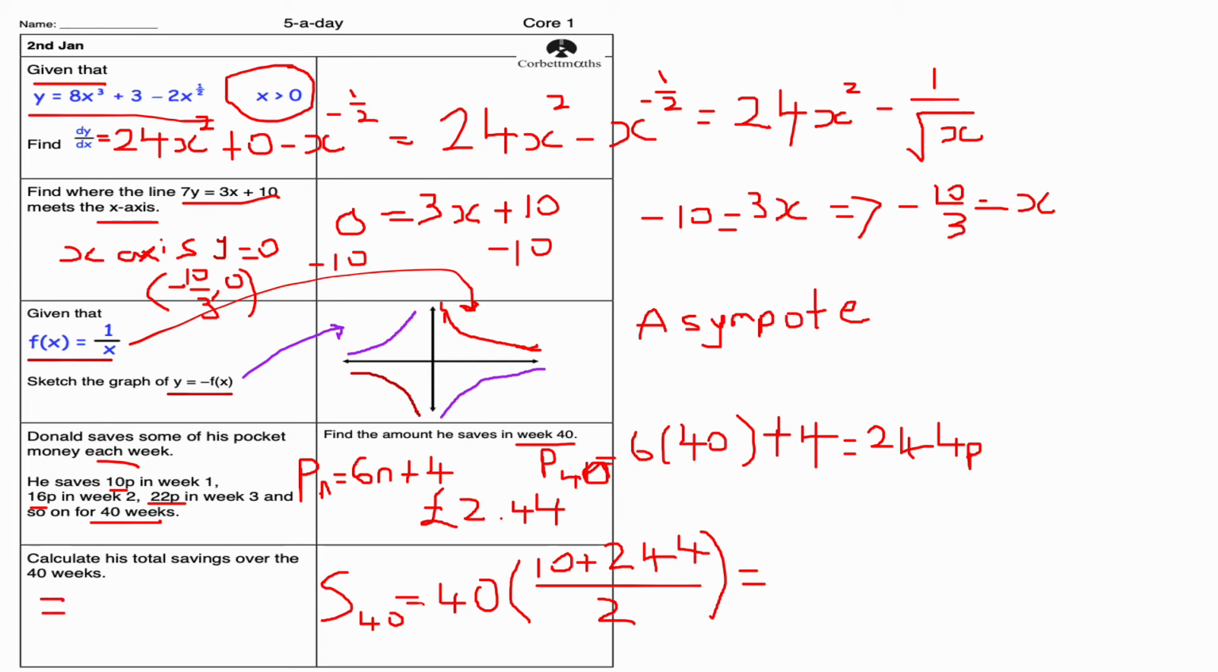10 plus 244 is 254. 254 divided by 2 is going to be 127, because 150 divided by 2 is 125, and then half of 4 is going to be equal to 2, so I am right. And then multiply that by 40. Remember that your answer is in pence.